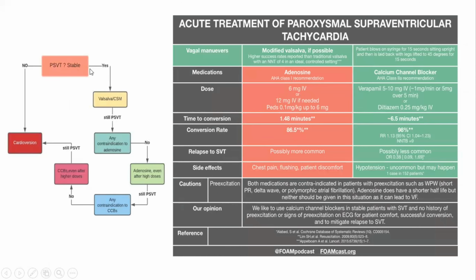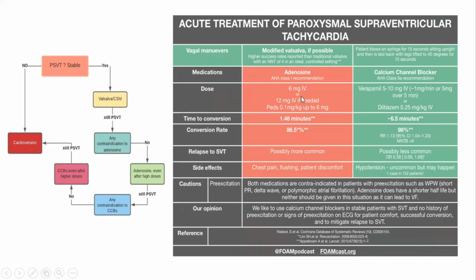So PSVT, if stable, we should give Valsalva. Still PSVT: any contraindication to adenosine? If no, then give adenosine, higher dose. Still PSVT: any contraindication to CCB? If no, give CCB. Even after that, if PSVT is still present, we should go for cardioversion.